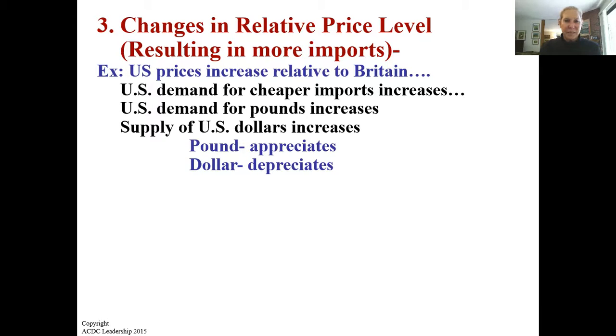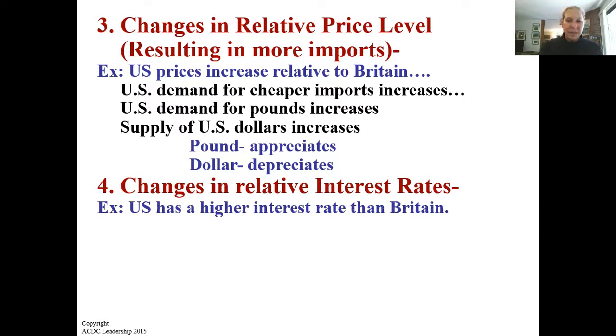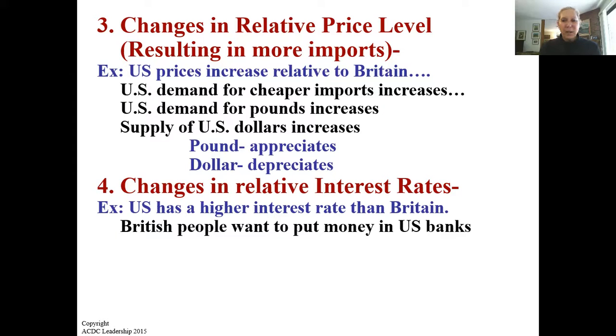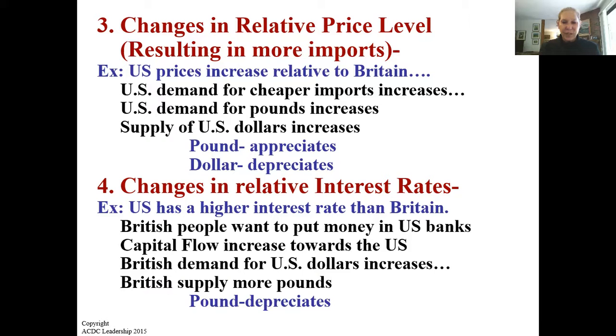Okay, let's go to example four. The fourth shifter is changes in relative interest rates. For example, the US has a higher interest rate than Britain. British people want to put money in US banks. Capital flow increases towards the US. British demand for US dollars increases. Britain supplies more pounds. So the pound depreciates and the dollar appreciates.